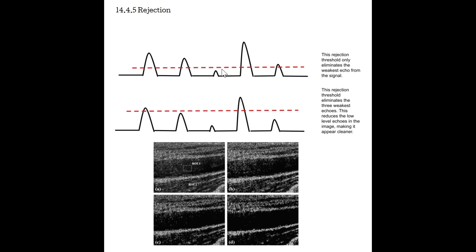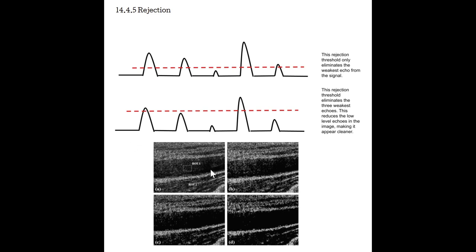Now, as the sonographer is looking at their image, they might decide that they want to increase the rejection, which would mean increasing the level at which we don't want things at. So by increasing the rejection, we are now saying we don't want this level of echoes and we don't want this level of echoes in our image. We only want this really strong one and the second strong one here. So by increasing the rejection, you're telling the machine to really get rid of all the low-level echoes that are below that threshold. And we can see that in the image here.